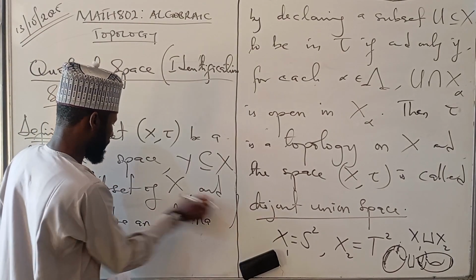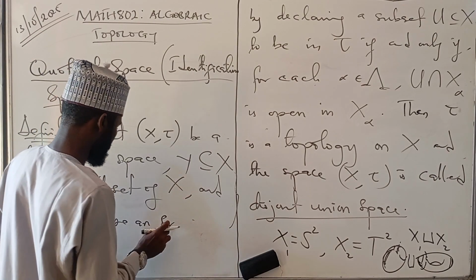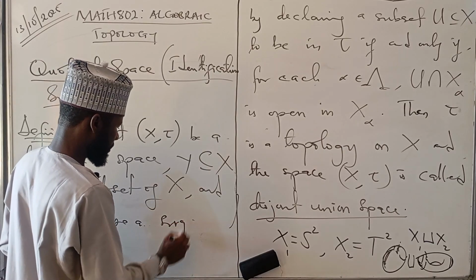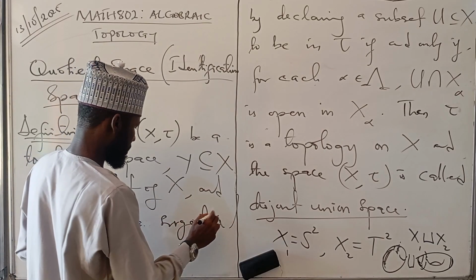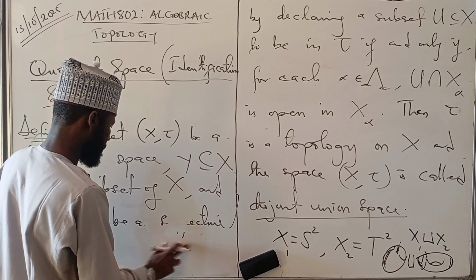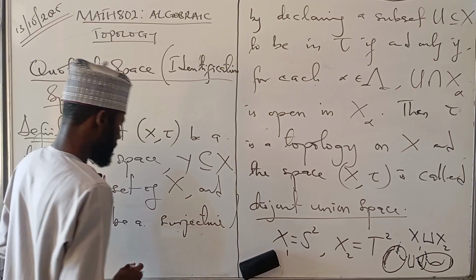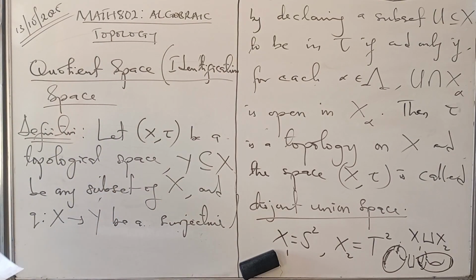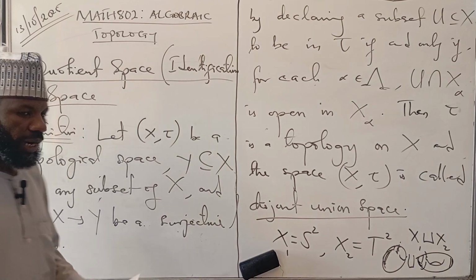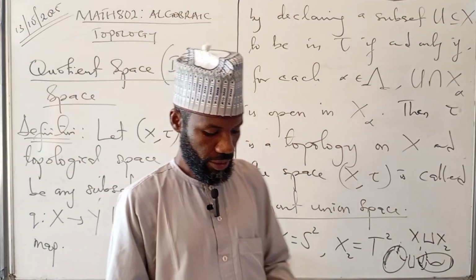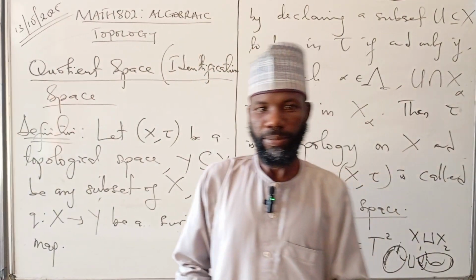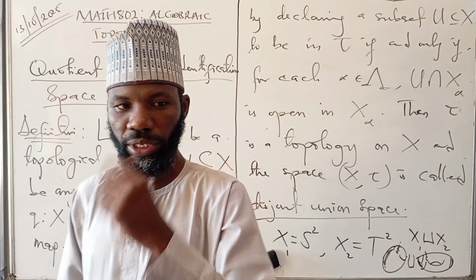So let Q be an onto map or surjective map. Let me use the word surjective. Be a surjective mapping from X onto Y. Then once you have such a surjective map, you can use it to define a topology on Y.